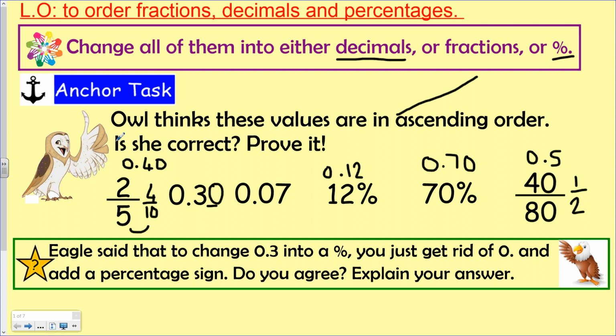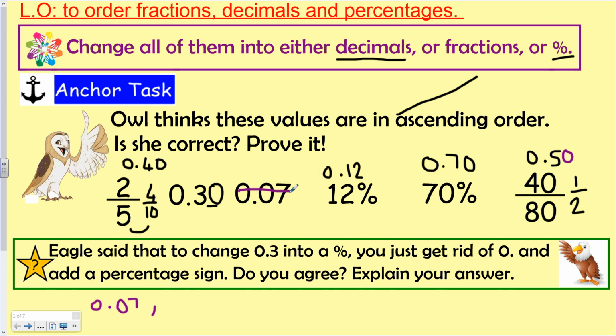So now I've got 0.4, 0.3, 0.07, 0.12, 0.7 and 0.5. Okay, so we're going to make that two decimal places. I'm looking for the smallest one to go at the beginning. So I've got a 50, a 70, a 12, a 7, a 30 and a 40. So I'm hoping that you can see quite quickly that 0.07 is the smallest one there. And I would cross it out so it's done.